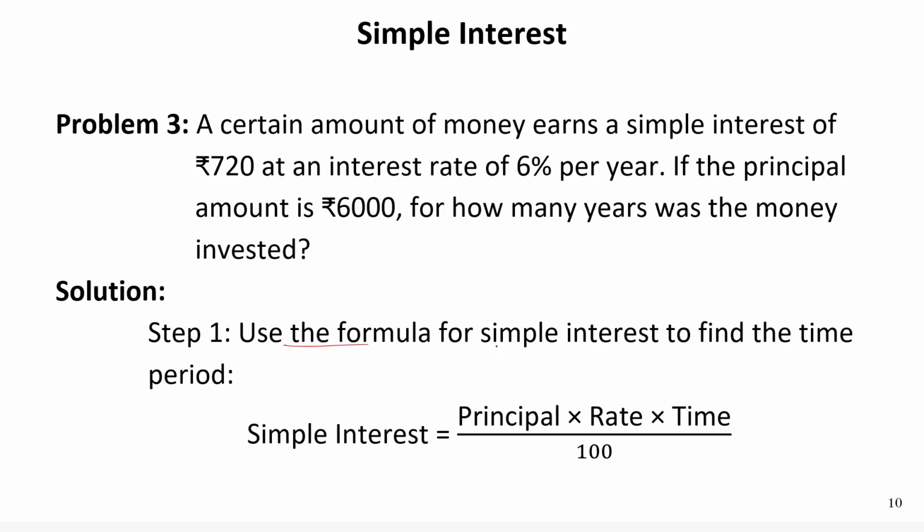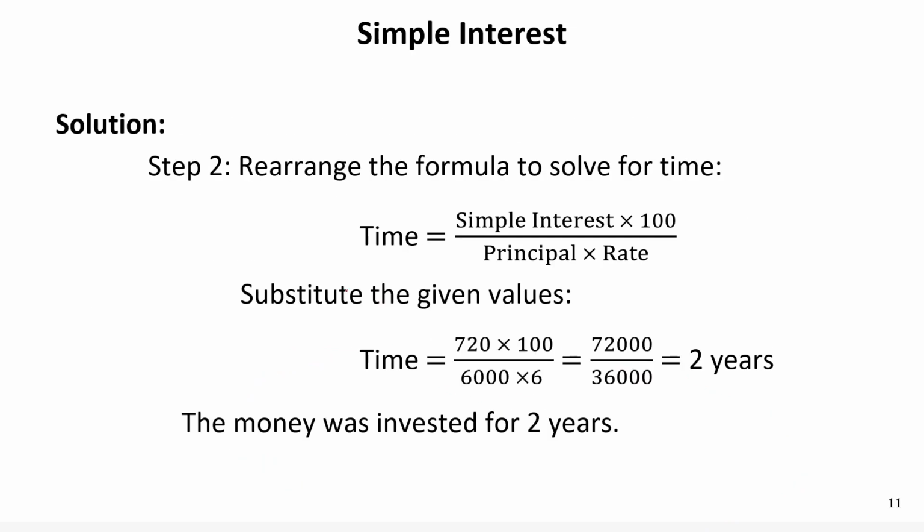Okay, so using the formula for simple interest, simple interest is equal to principal into rate into time by 100, right? So rearranging the formula to solve for time, that is keeping the time on the left hand side as it is the unknown here, and all the other known terms on the right hand side, because we know the simple interest, principal and rate. Simple interest is 720, multiplied by 100, and in the denominator we have principal into rate, that is 6000 into 6%.